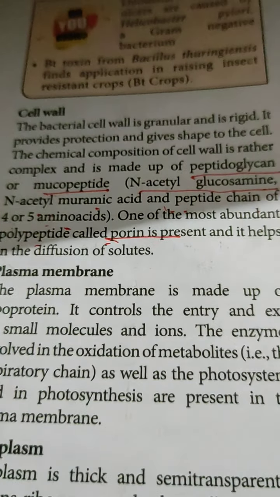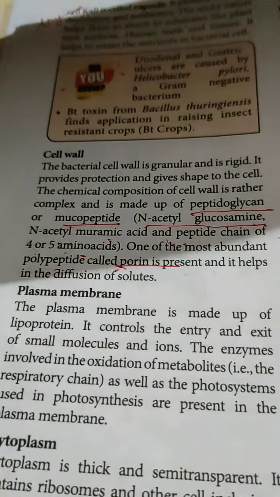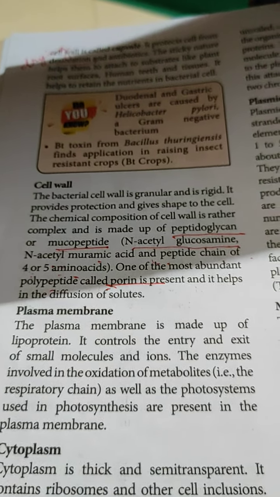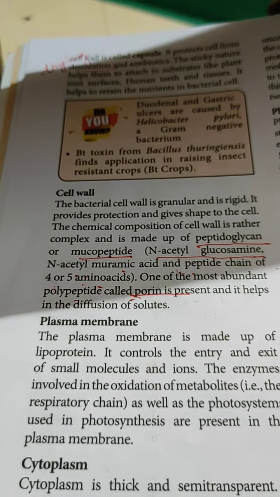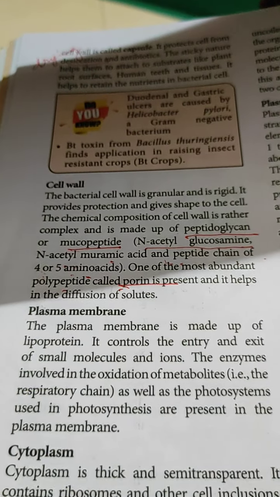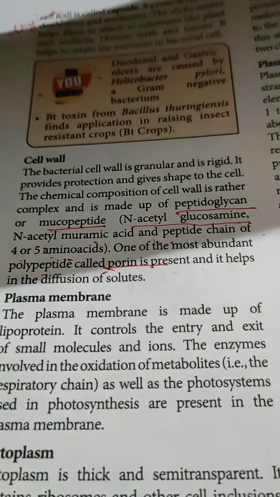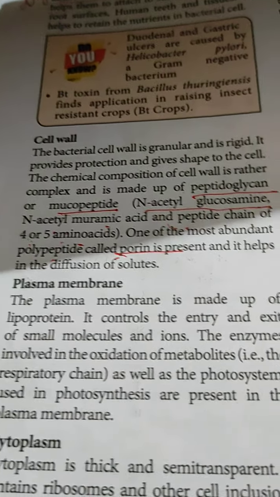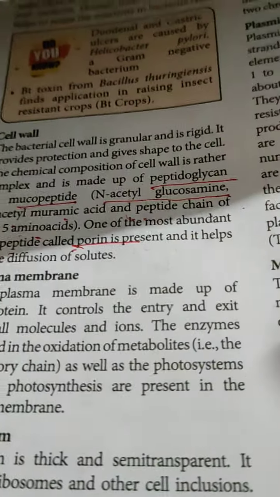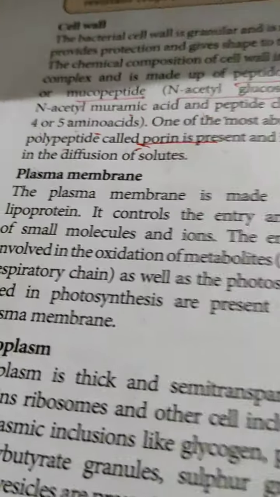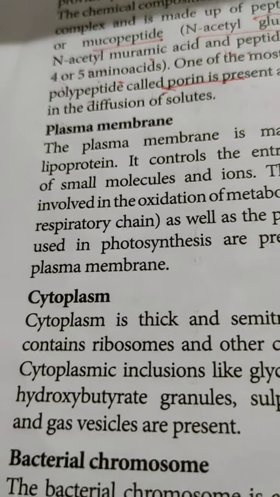Now, next one is called the plasma membrane. Inner to the cell wall, the plasma membrane is present, which is made up of lipoprotein. It controls the entry and exit of small molecules, because plasma membranes are always semi-permeable. It controls the entry and exit of small molecules and ions. Enzymes involved in the oxidation of metabolites, that means respiratory enzymes, and the enzymes for photosynthesis, as well as photosystems in photosynthesis, are present in the plasma membrane. That is the importance, because they don't have any respiratory organelles. Membrane bound organelles are absent. So the plasma membrane performs the function of respiration and photosynthesis also.